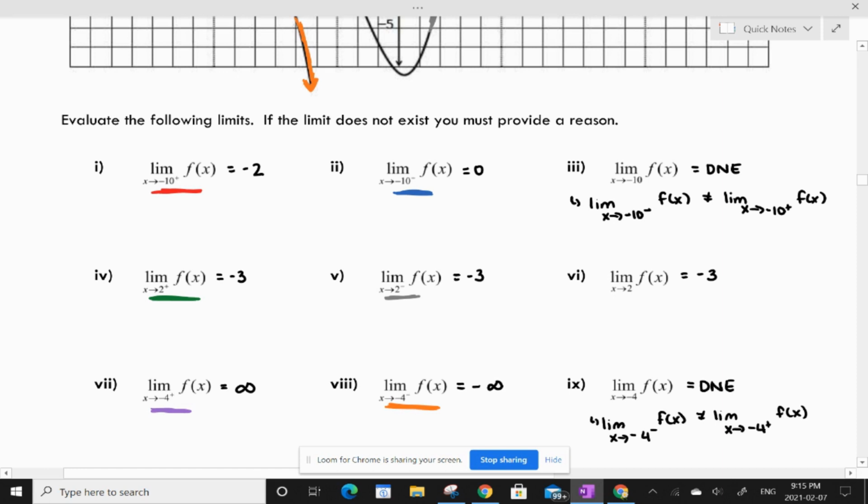So the main takeaway from today's lesson is that in order for the limit of a function to exist, the left-hand side limit must be the same as the right-hand side limit. And limits don't care about what's exactly happening at that particular x value, but rather what's happening as we approach that x value.